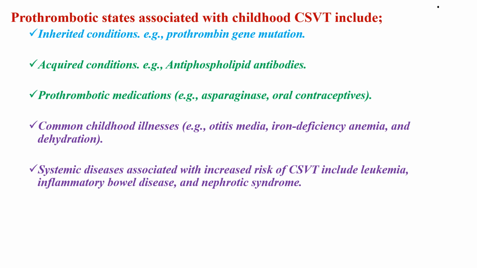Prothrombotic states associated with childhood cerebral sinovenous thrombosis include inherited conditions such as prothrombin gene mutation, acquired conditions and prothrombotic medications such as antiphospholipid antibodies, asparaginase, oral contraceptives, even common childhood illnesses such as otitis media, iron deficiency anemia, and dehydration, and systemic diseases associated with increased risk of cerebral sinovenous thrombosis include leukemia, IBD, and nephrotic syndrome.